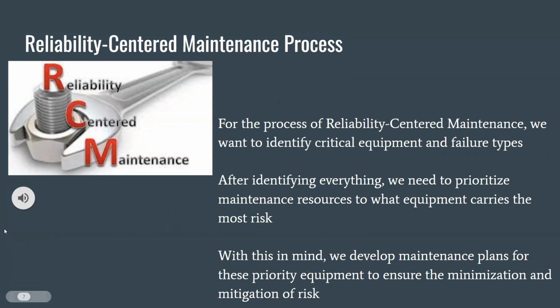Now, for the process of reliability-centered maintenance, we want to identify the critical equipment and failure types first. We do this by first defining what a critical equipment really is. A critical equipment is one that could significantly impair the ability to safely meet business objectives, affect quality levels, or violate environmental standards of the organization. To identify the failure types for each equipment, you just have to simply diagram the entire process by which the equipment goes through in its use and catalog every possible failure that could happen in said process.